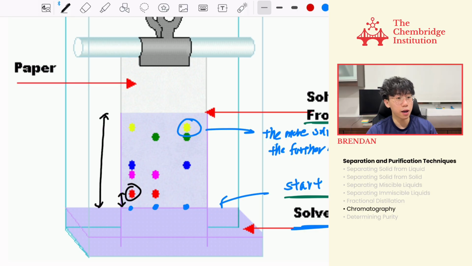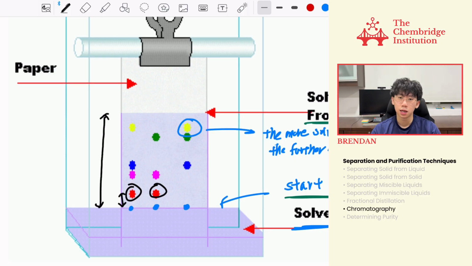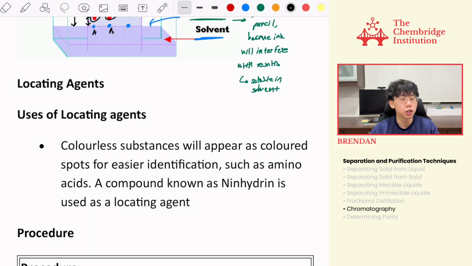Now, if your RF value of the spot is very similar to the RF value of another spot, for example over here, this typically means that it has the same component inside the mixture itself. So in this case, we'll say that mixture A and B both have the same components of the red spot, the pink spot together. Lastly, in chromatography, you need to know about locating agents as well. Locating agents are very useful in locating or spotting your colorless substances. For example, ninhydrin is a very common locating agent used to spot amino acids.